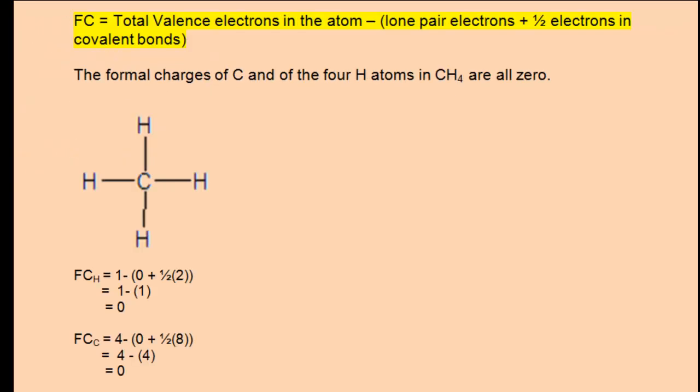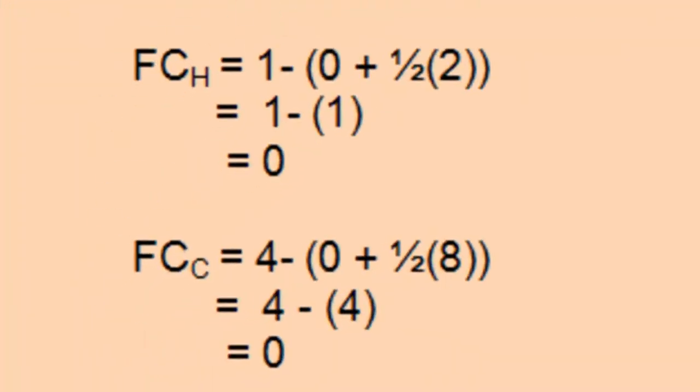Now we'll look at an example. Methane, CH4: the formal charges on the carbon and the hydrogen are all zero. It's always best to first draw the Lewis structure of the polyatomic ion, or a covalent compound in this case. Then apply the formula. So we look at the formal charge on the hydrogens first.